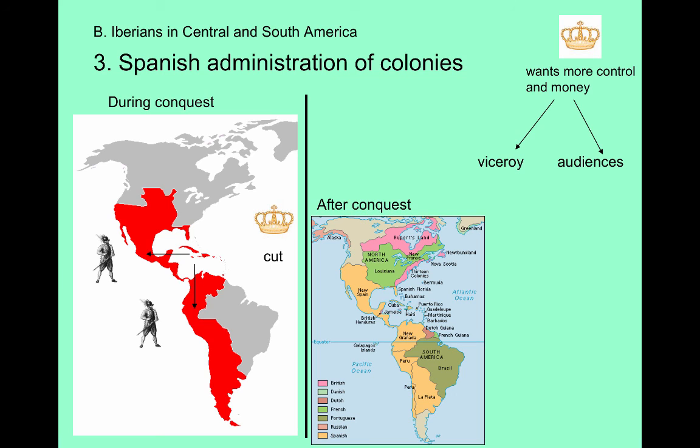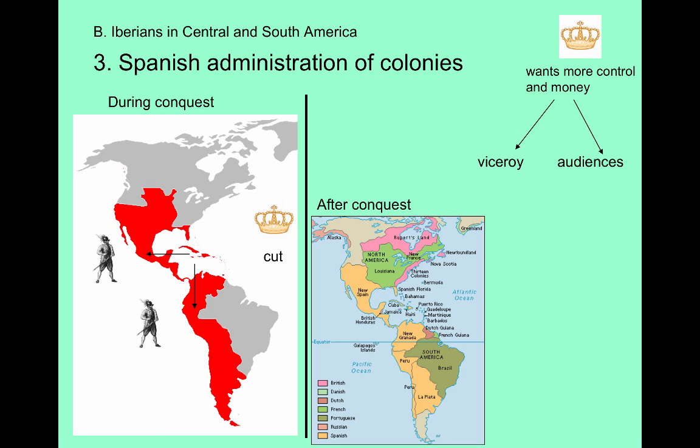Now, in theory, the viceroy and the audiencias are supposed to control the entire province. However, roads in New Spain are not very good, except for, of course, what's left of the Incan Empire. And so we see that the viceroy, even though in theory he's supposed to control all of La Plata, which we can see on the map, he really is only going to control the region around the capital city.